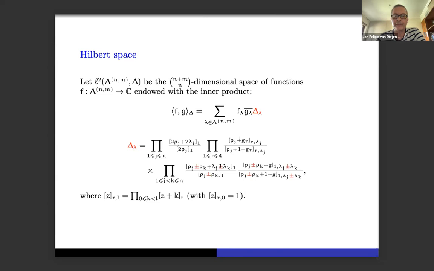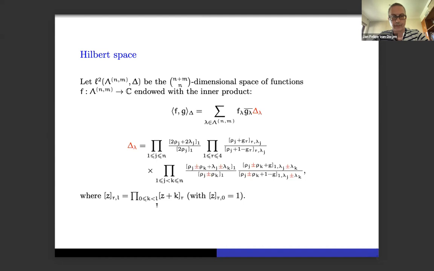It's just a shorthand in order to have my expressions of manageable size so that I can put them on the slide. So here is, for instance, this one is this factor with here a plus and here a plus multiplied by this factor with a minus, and that's everywhere. And here I have elliptic factorials, which are just like in Hjalmar's talk, they're just products of these theta functions. Okay, so this is the orthogonality measure.